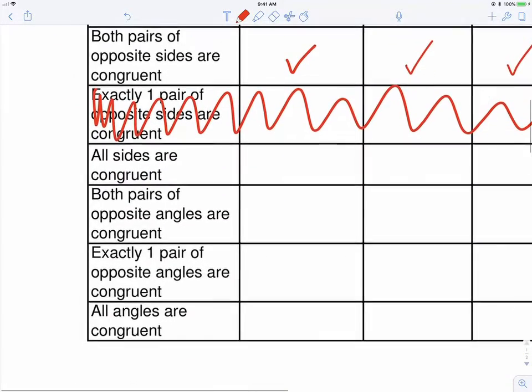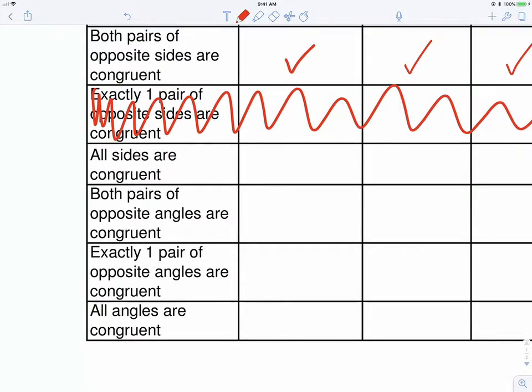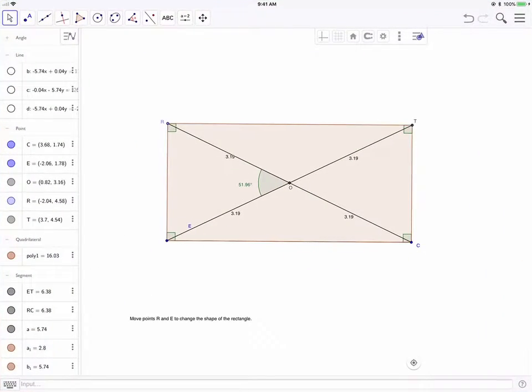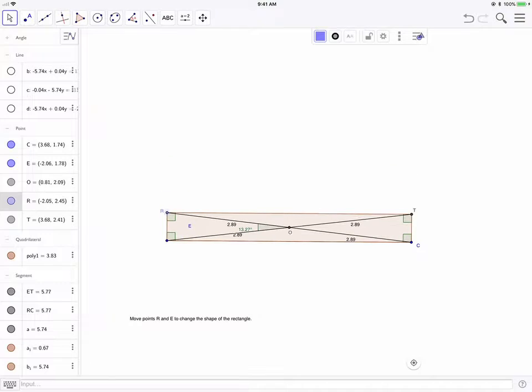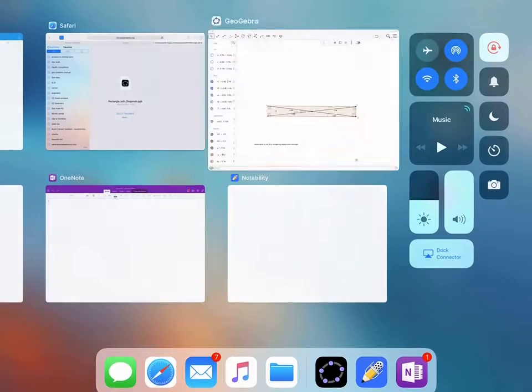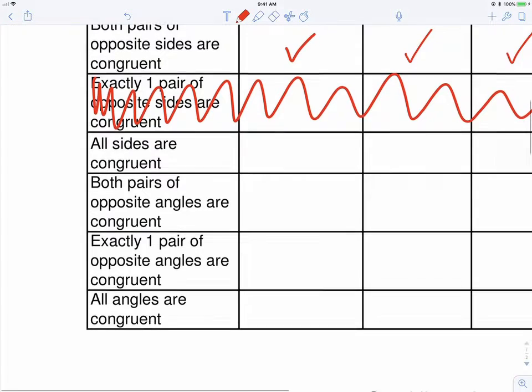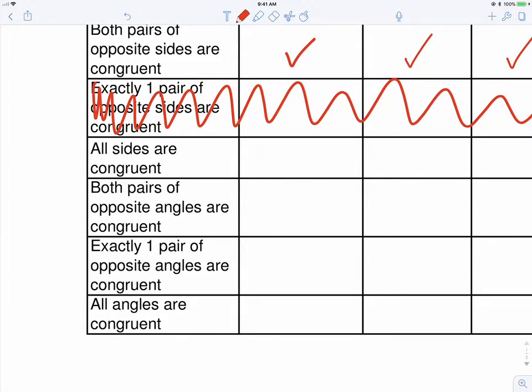Now we're going to move on to all sides are congruent. Well, when you look at this rectangle, clearly all the sides are not congruent. You can see that I can make 2 sides, the opposite sides, really small, and then the other opposite sides really long. So that proves that all sides are not congruent. Both pairs of opposite angles are congruent. So now we're getting into that opposite parts thing again.